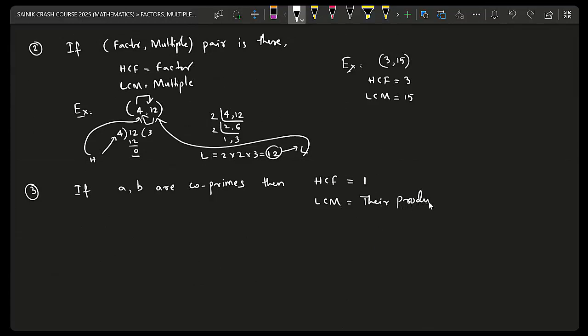So what is the product of the numbers here? We took A and B. So the product is going to be A into B. So HCF will always be 1 and LCM will always be their product.